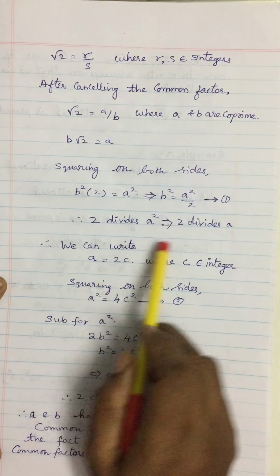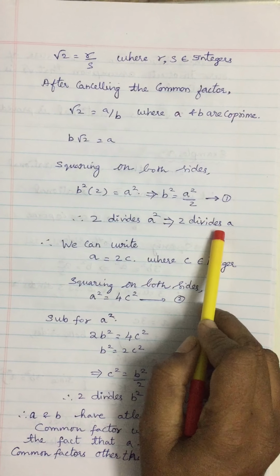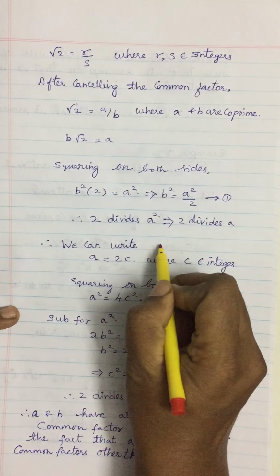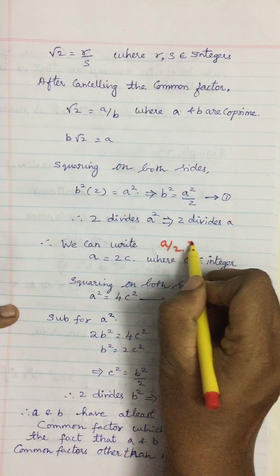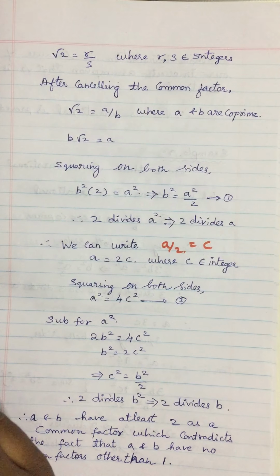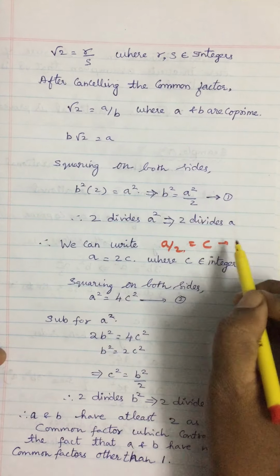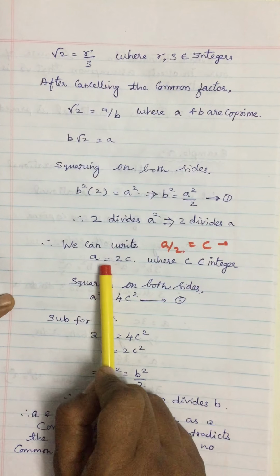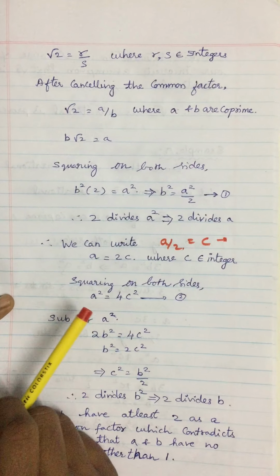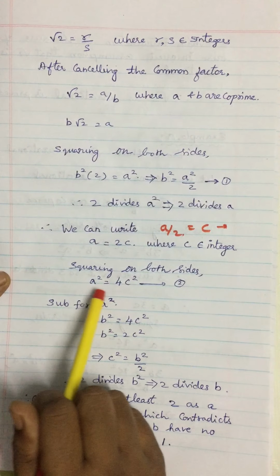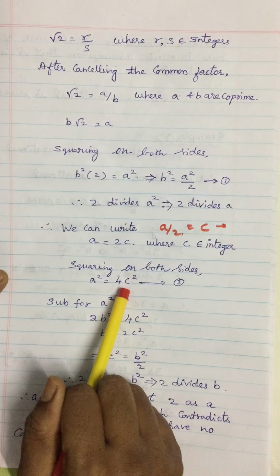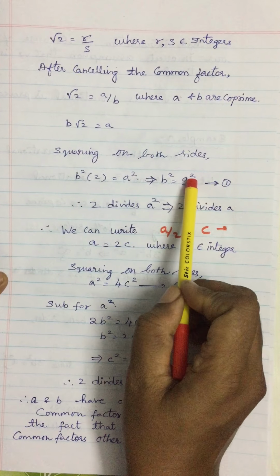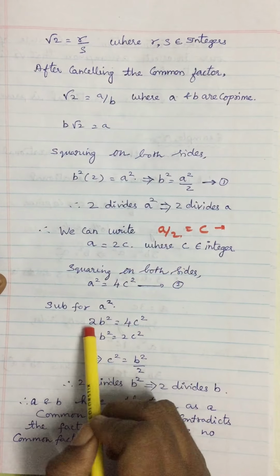And secondly, since 2 divides A, what I can write is A by 2 should be a constant C, another integer. Since A by 2 is equal to C, you can rewrite A is equal to 2C. Perform the same procedure, squaring on both sides. I am getting A square is equal to 4C square. Now you substitute the value of A square from the previous equation. What is A square here? It is 2B square. You substitute it here.